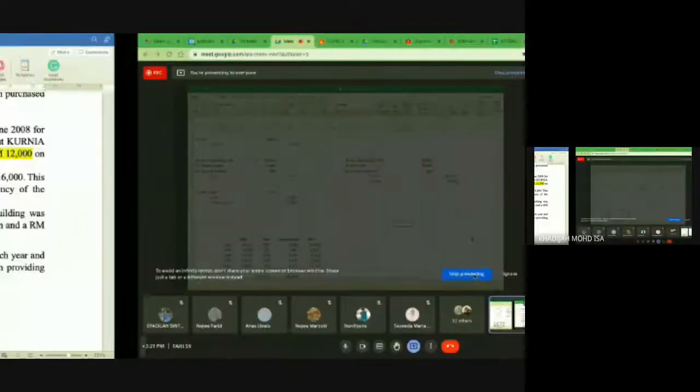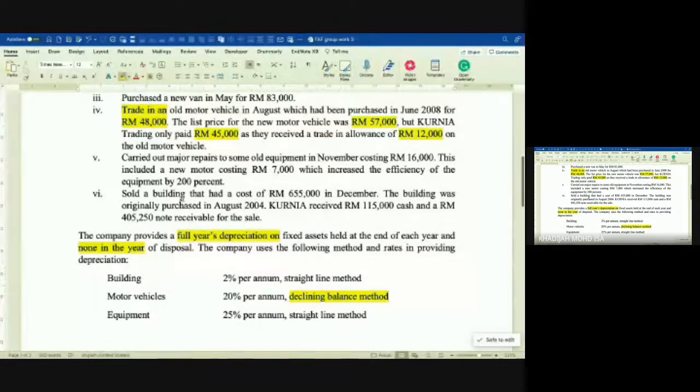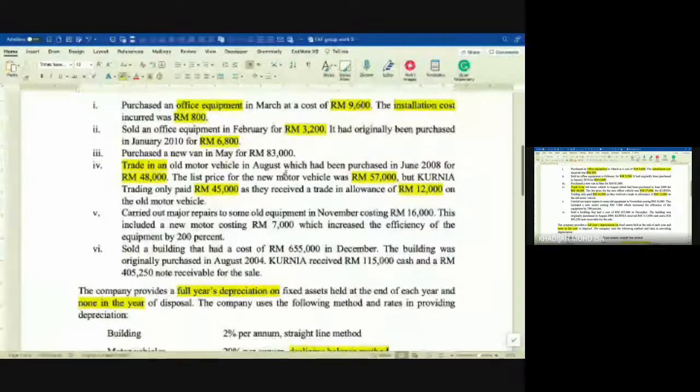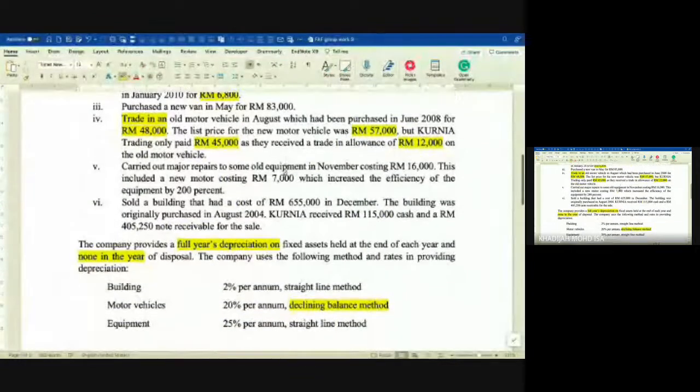The next one is that you have carried out major repairs to all equipment in November costing 16,000. This included a new motor costing 7,000, which increased the efficiency of the equipment by 200%. Major repair to some old equipment include a new motor costing. So the repairs is 16,000, included is 7,000. So now you are going to debit your old equipment 16,000 because this one increases the capital. This one is a capital expenditure.